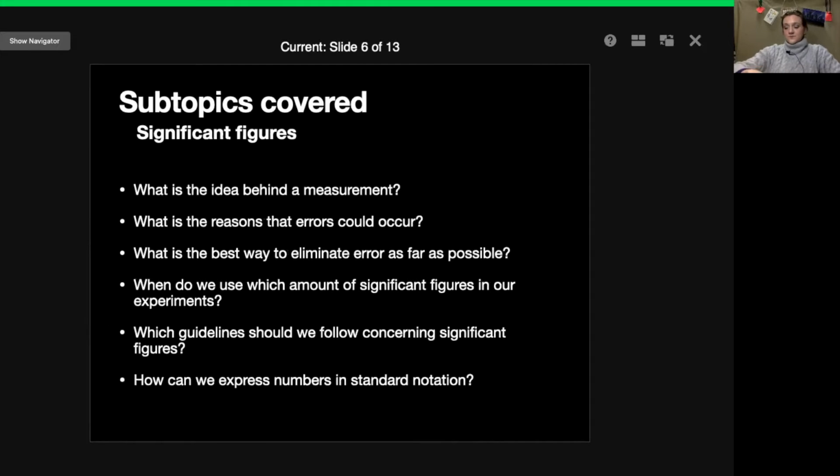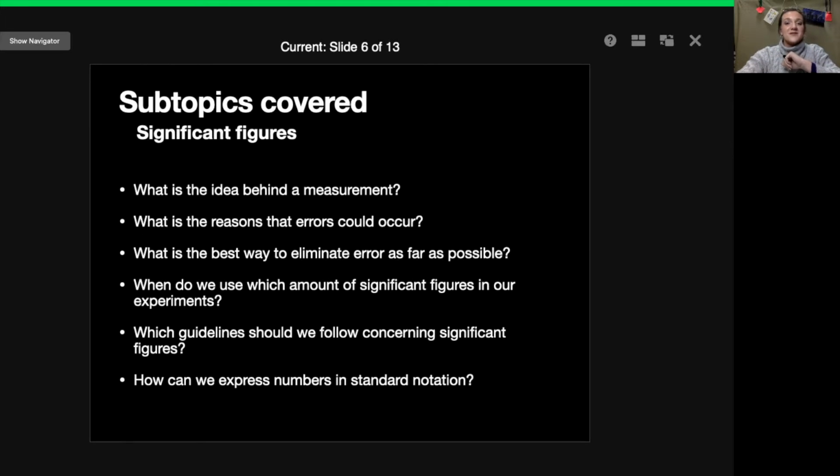Next segment, significant figures. Now, what is the idea behind a measurement? The idea behind a measurement is for you to establish what the value or the quantity is that you are trying to measure in an experiment. And the reason that this is so important is the more accurate your measurement during your experiments, the more accurate your scientific data would be. And this makes your experiment results more trustworthy.